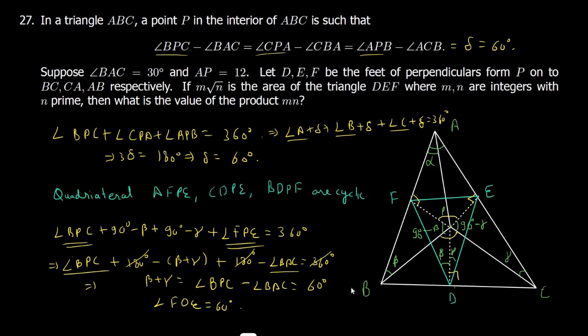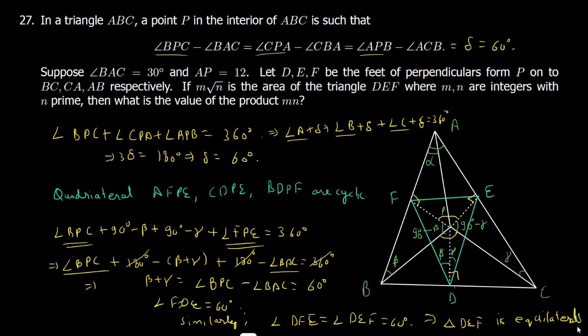Exactly similarly, going by the same steps, one can prove that angle DFE and angle DEF will also be 60 degrees. That clearly means that triangle DEF is an equilateral triangle. All the angles are 60 degrees, so this is an equilateral triangle. Alright, so most of the question is done.